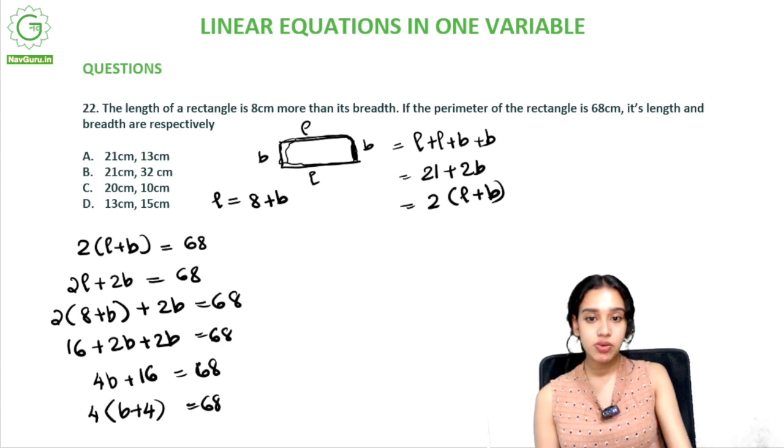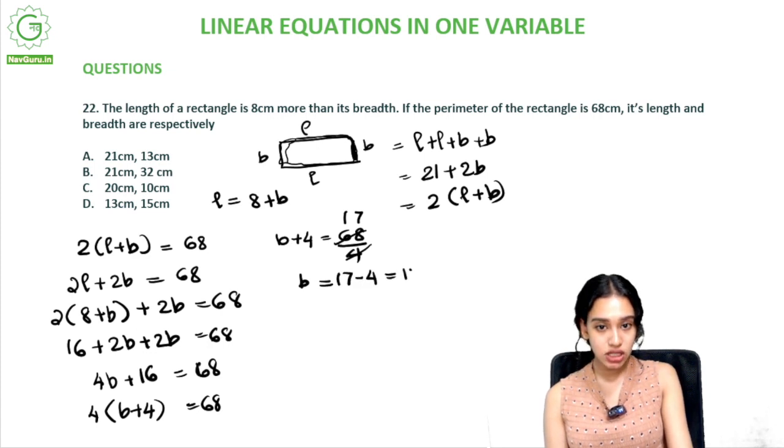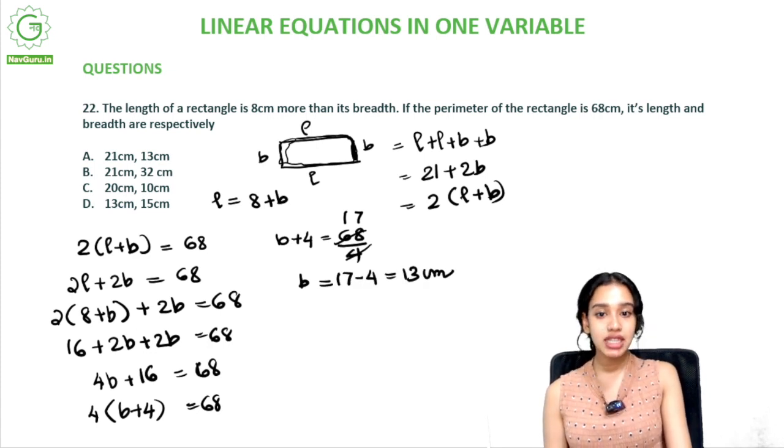Now what is B plus 4? B plus 4 is equal to 68 by 4, right? What is this? 1 4s are 4, we have 2 remainder, so 28, 7 4s are 28, right? So B is equal to 17 minus 4, which is equal to 13 centimeter. So the breadth is 13 centimeter.